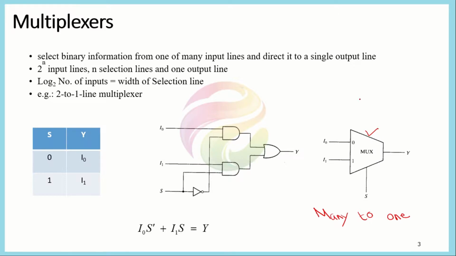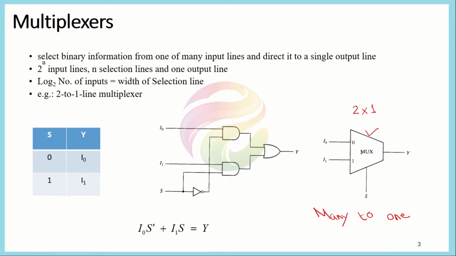You can also represent it as a 2-to-1 line mux, or you can just represent it as a 2x1 mux. So in this case, there are 2 inputs and 1 output of the system. If you take the log base 2 of this, that would give you the width of the selection line that you have to run. So in this case, the selection line would be equal to 1 bit.